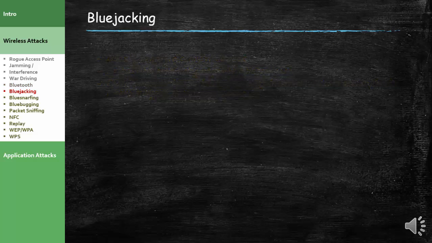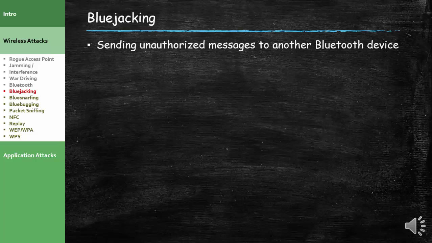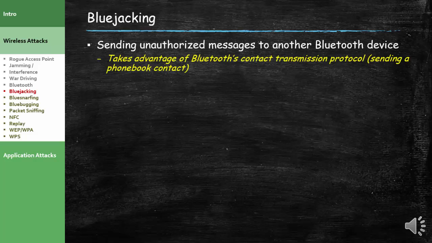The first one is bluejacking, which is where you're sending messages. Bluejacking is more of a nuisance than anything else. You're basically sending stuff to somebody's phone. And you're doing that by taking advantage of the contact transmission protocol, which allows you to send phone book contacts and even calendars and things like that from one device to another. So you could theoretically, when you're pushing a contact from one to the other, instead of a contact, push text messages, audio and video, anything along those lines.